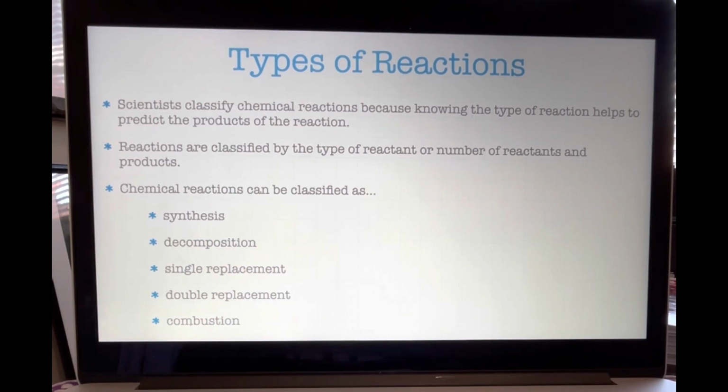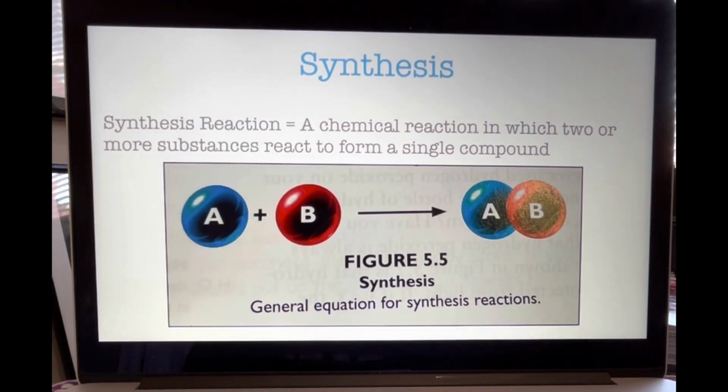And there are some common categories. They are usually classified by the type of reactant or number of reactants and products. Chemical reactions can be generally classified as synthesis, decomposition, single replacement, double replacement, and combustion. Each classification describes a different way in which reactants interact to form products. So let's dive into synthesis.